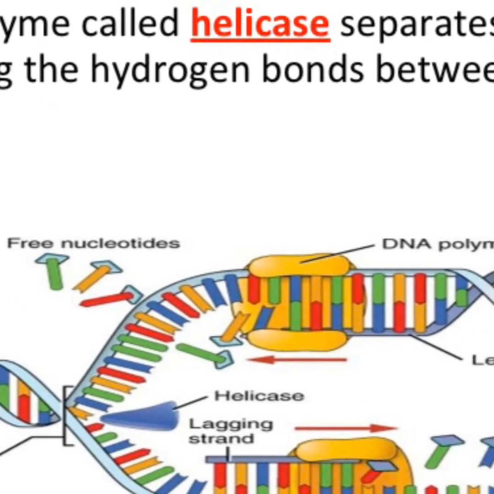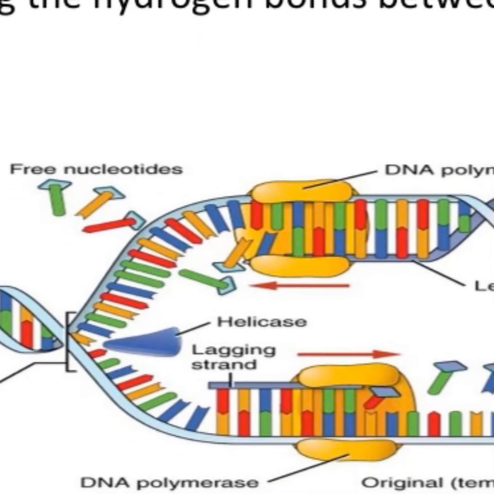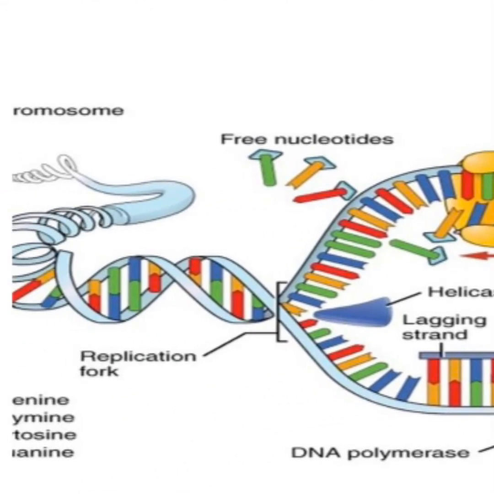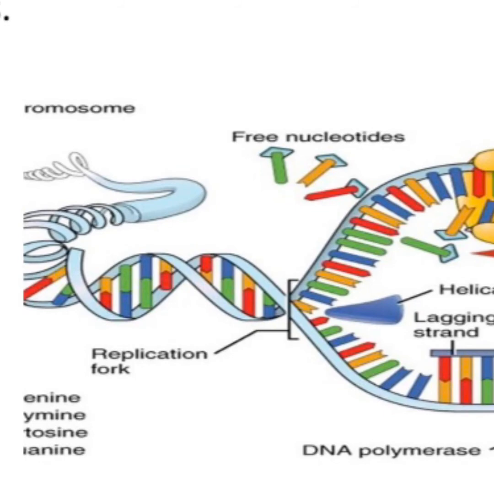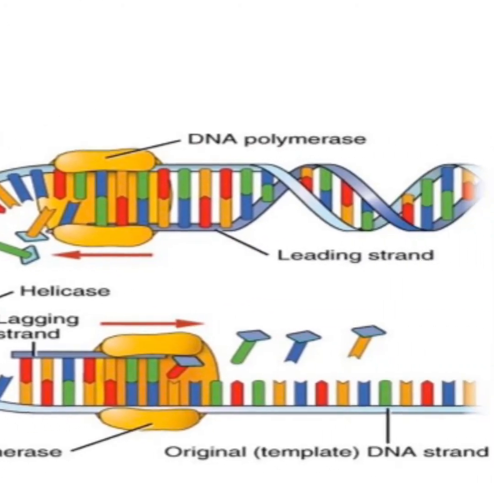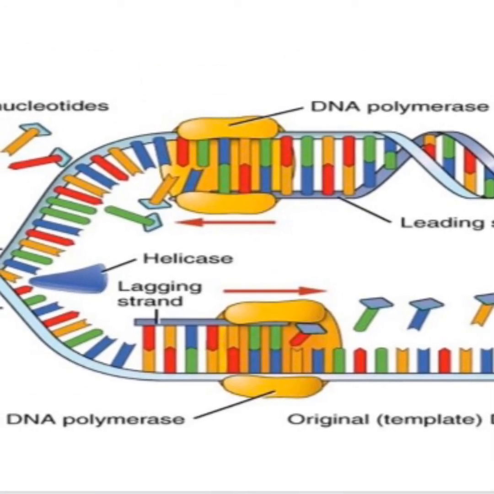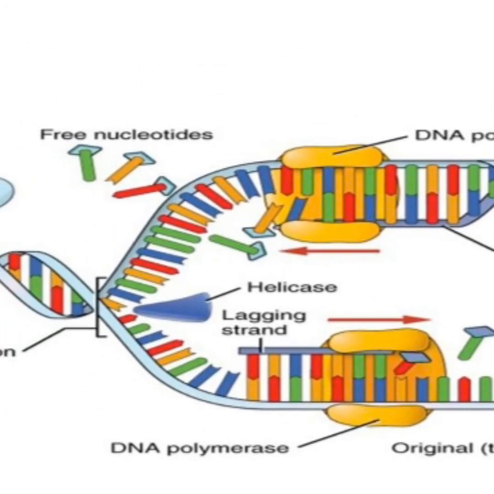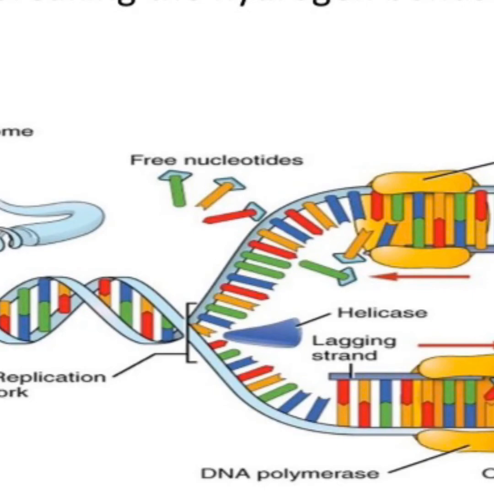And then we have here two strands, and this shape is called the replication fork. We have here two separated strands. They are going to be templates, or original strands.